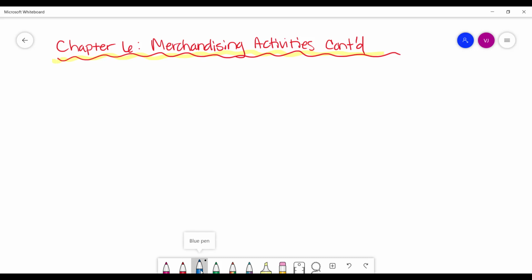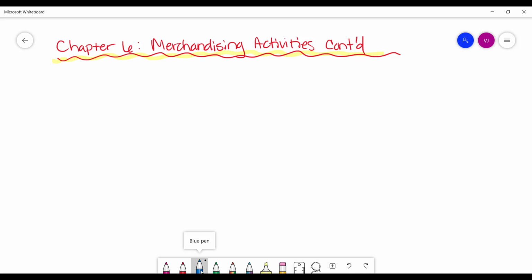Welcome back to our discussion of Chapter 6. So in our first video, we looked at some of the basics of Chapter 6, some new concepts, some new terms, and the bulk of it really was looking at the periodic inventory system versus the perpetual inventory system. So we compared both of those in our first video.